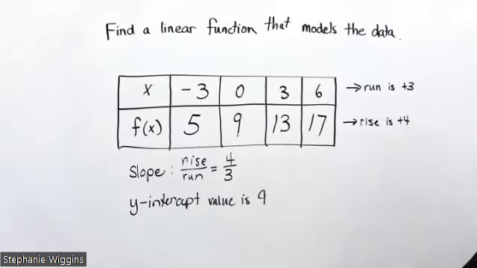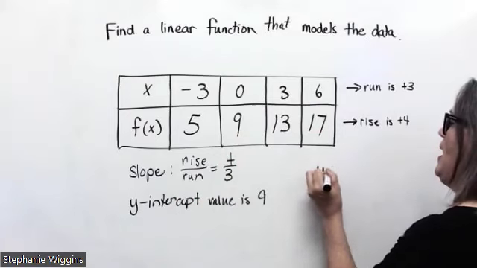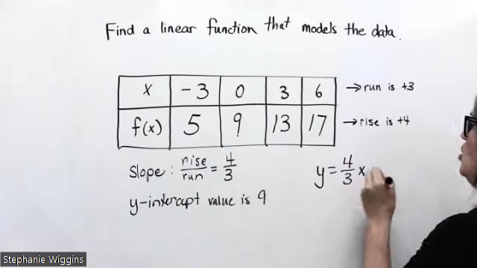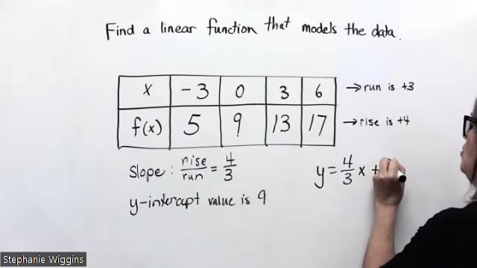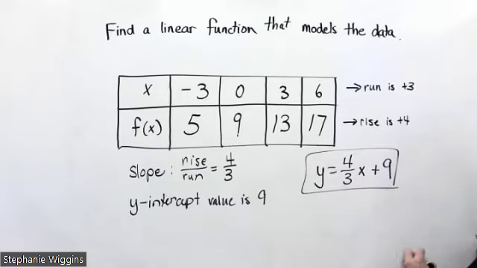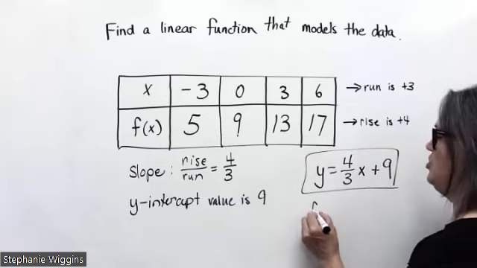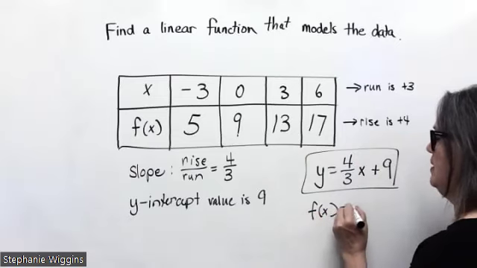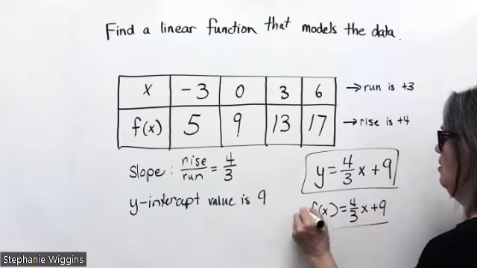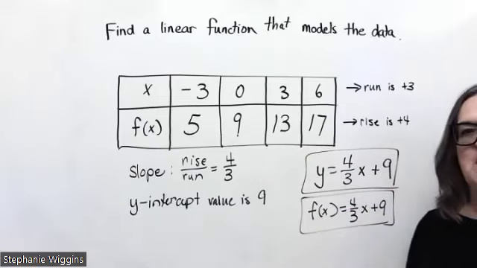Okay, so now we have enough information and we just have y equals 4/3 x, that's the slope, plus the intercept value, which is 9. And so this is the linear function that models our data. And of course, you could write it as f of x equals 4/3 x plus 9. Both work since y equals f of x.